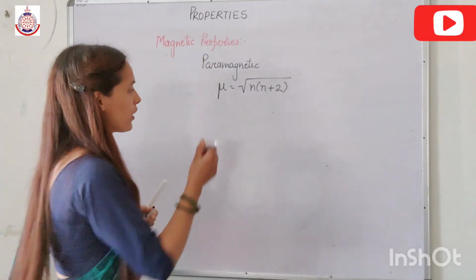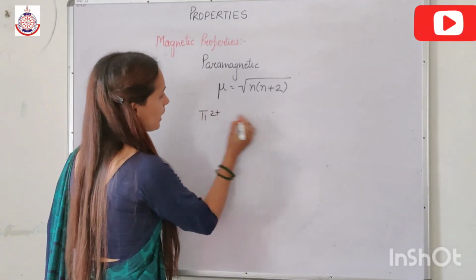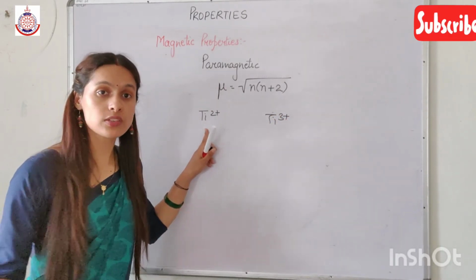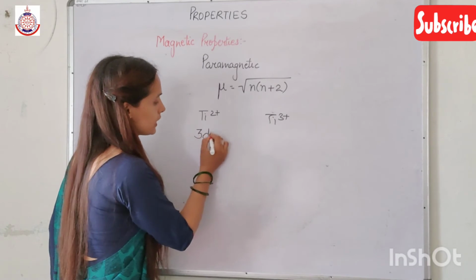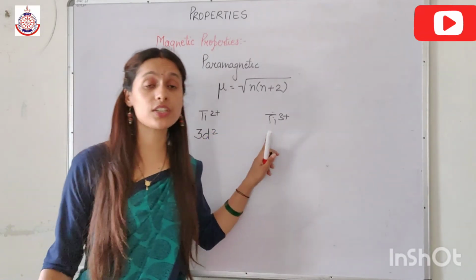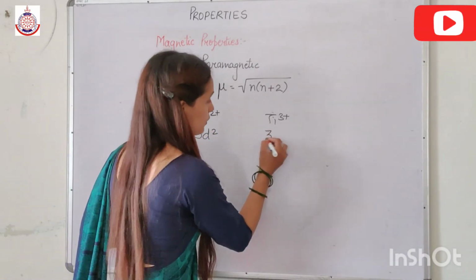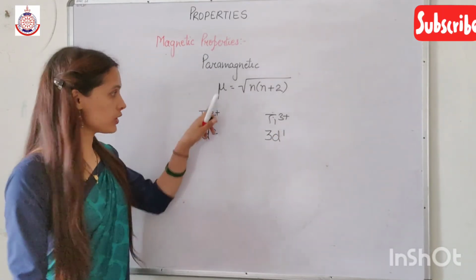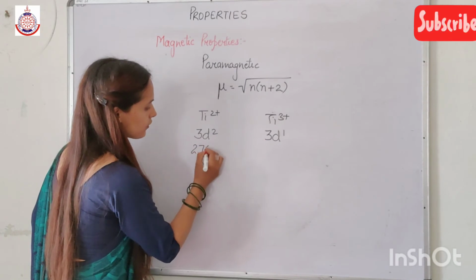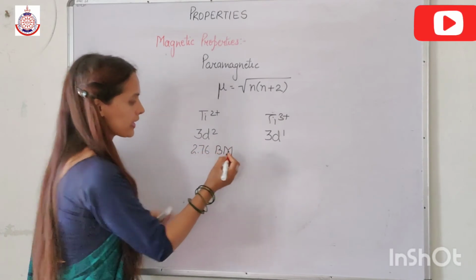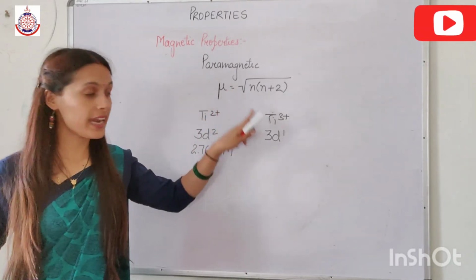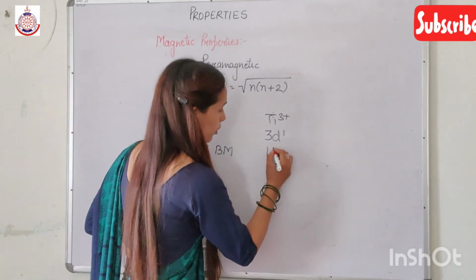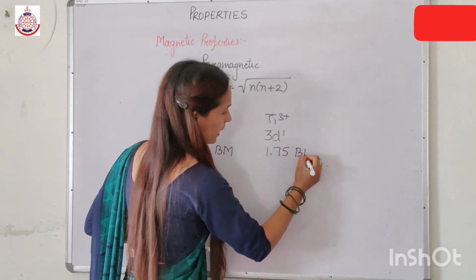For example, if I talk about Ti2 positive and Ti3 positive. The configuration of Ti2 positive is 3d2 and the configuration of Ti3 positive is 3d1. Here I have two unpaired electrons, so the value of mu is 2.76 Bohr magneton. Bohr magneton is the unit of mu. And for this, the value of mu is 1.75 Bohr magneton.